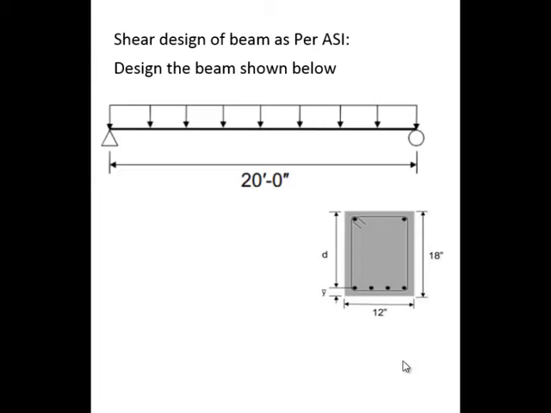The question is shear design of beam as per ACI. The beam shown below has a 20 feet length, 18 inches of height, 20 inches of beam width, and d is 15.5, which is not given here.